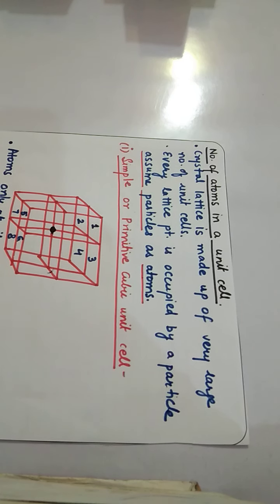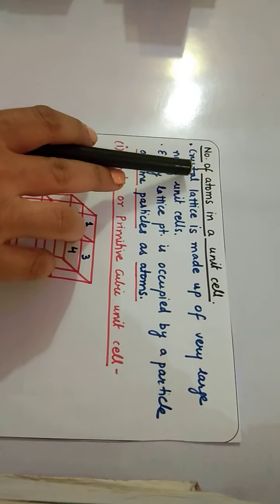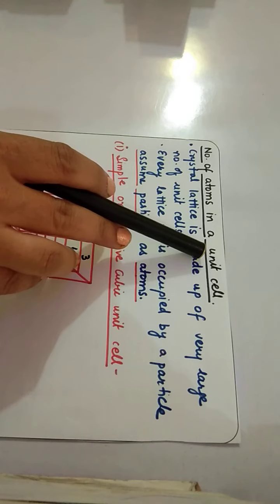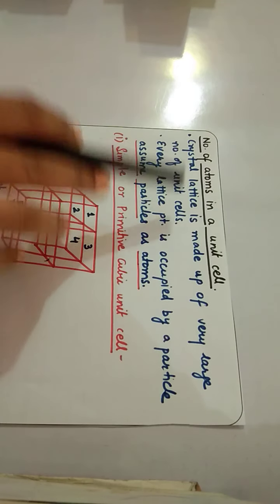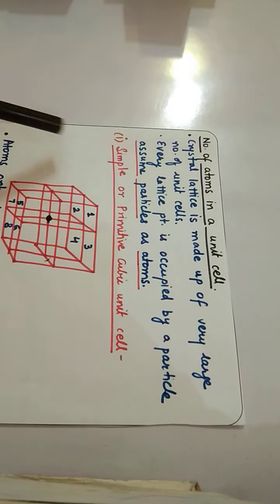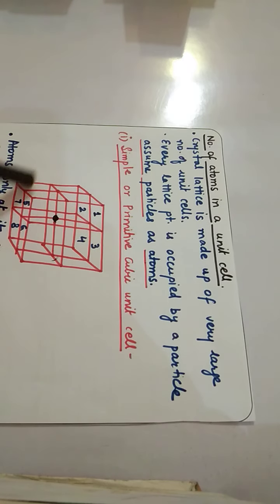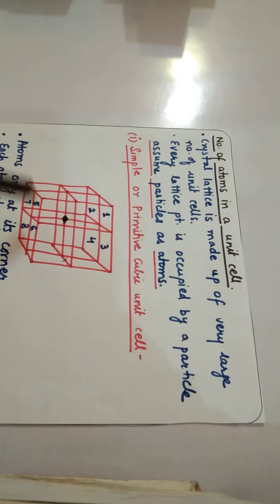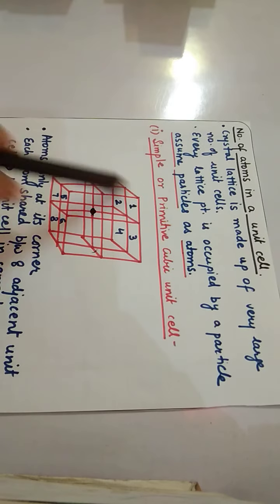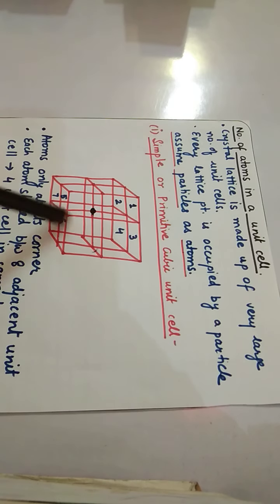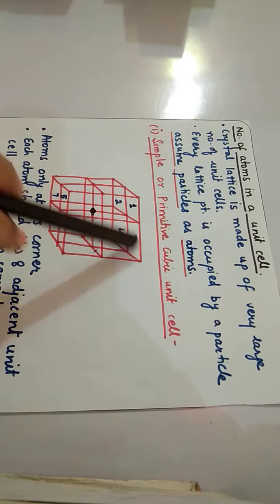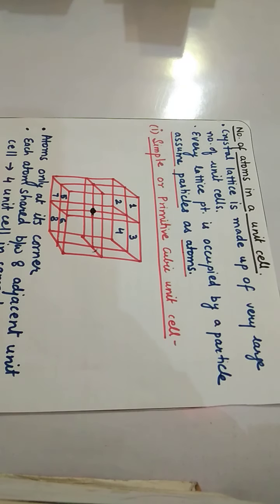All children, today we'll be discussing the topic: number of atoms in a unit cell. So you all know every crystal lattice is made up of unit cells. As in this figure, this crystal lattice is made up of 8 unit cells: 1, 2, 3, 4, 5, 6, 7, 8.